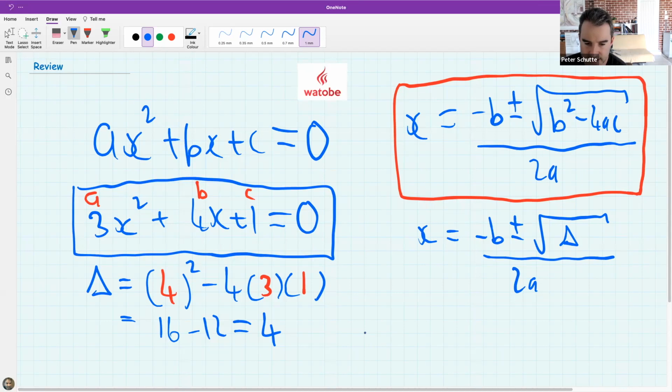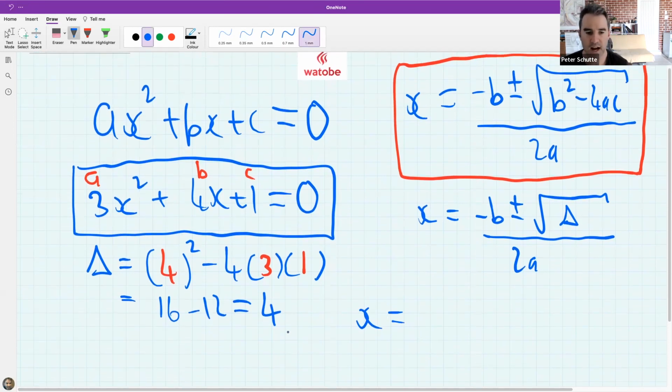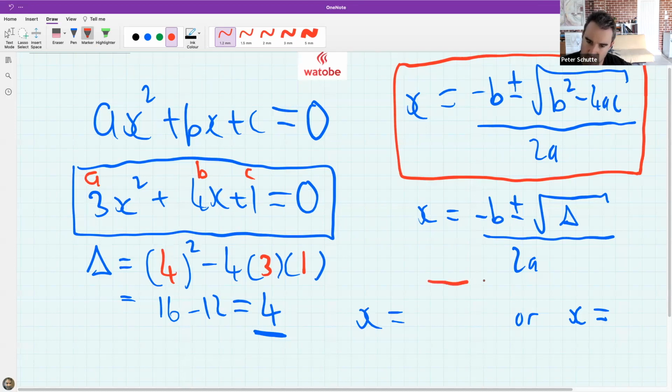And the way we did that was we said, well, x is equal to, in fact, let me let you try and do that. I want you now to take this thing called delta, and I want you to find me the two solutions to this quadratic equation. And you can use this.